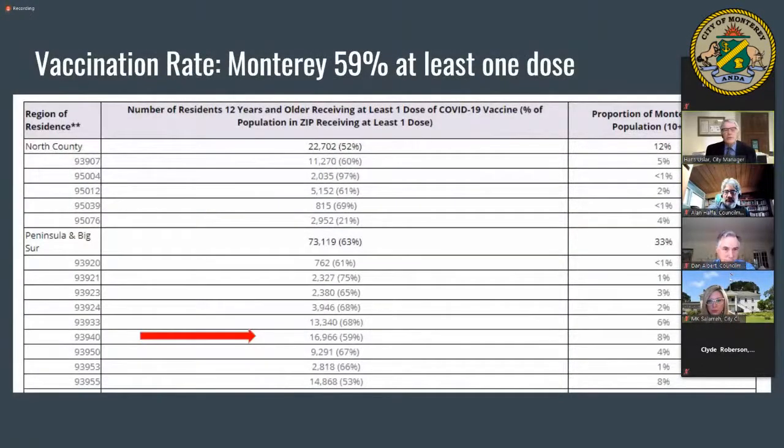Vaccination rate in the city of Monterey, 59% of our residents have at least one dose received. Now, there's an interesting alternative reality to that.